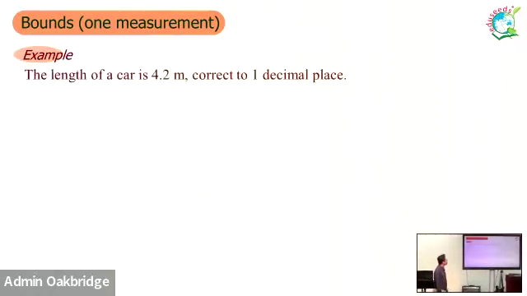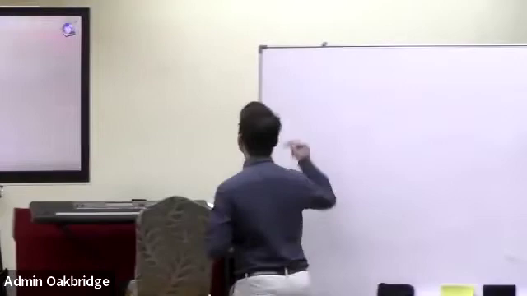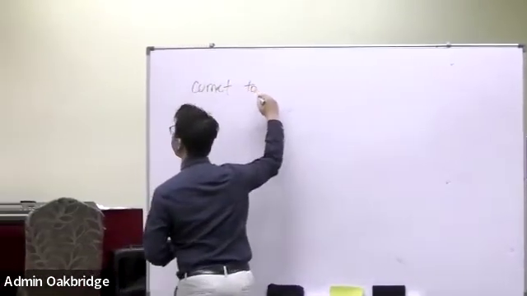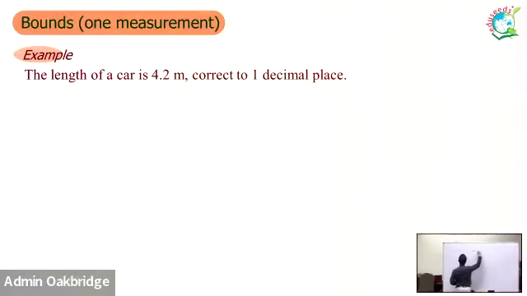All right, let's look at this example. The length of a car is 4.2 meters, correct to 1 decimal place. For these questions, our first step is what? Determine the accuracy of the measurement. So what is the accuracy of this measurement? It says correct to 1 decimal place. So our degree of accuracy here is 0.1. The unit is meter.